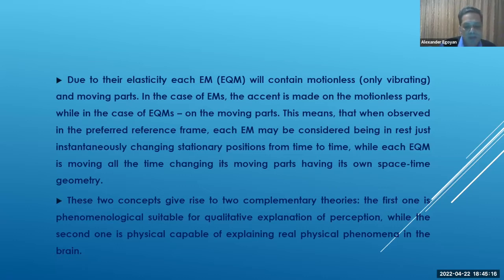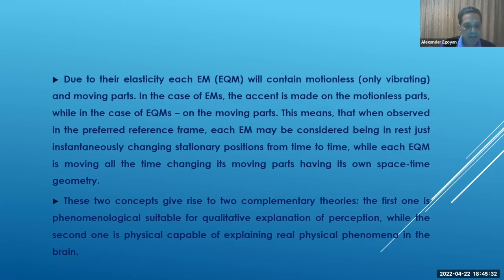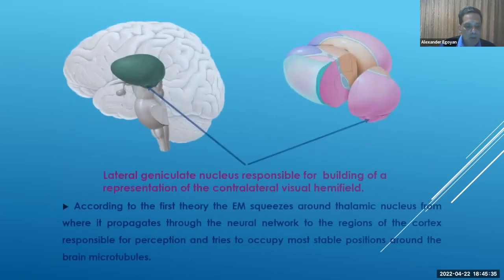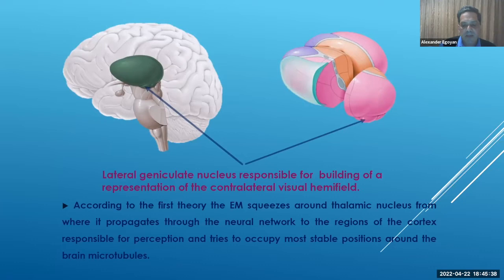These two concepts give rise to two complementary theories. The first one is phenomenological, suitable for a qualitative explanation of perception, while the second one is physical, capable of explaining real physical phenomena in the brain. According to the first theory, the elastic membrane squeezes around the thalamic nucleus, from where it propagates through the neural network to the regions of the cortex responsible for perception and tries to occupy most stable positions around the brain microtubulus.